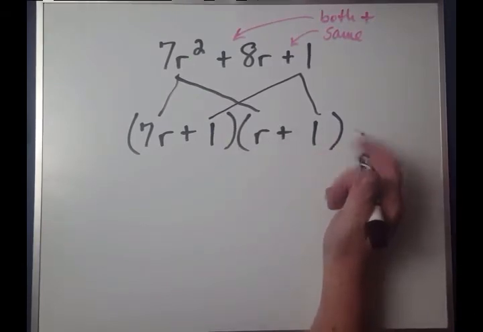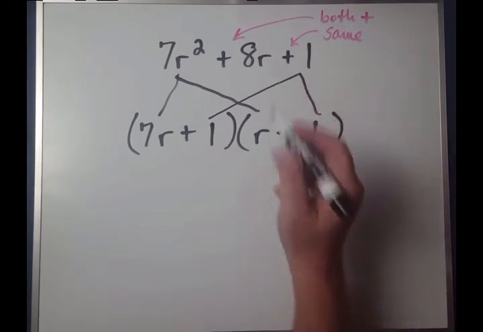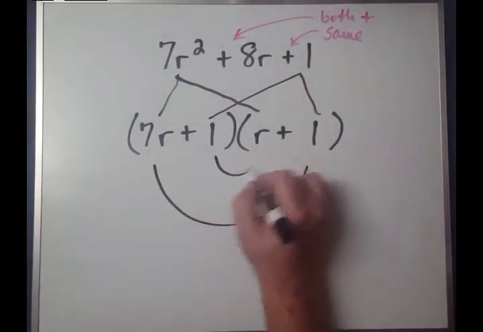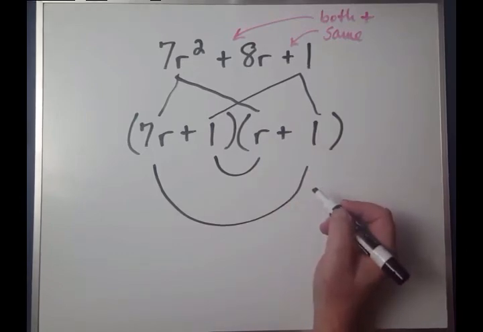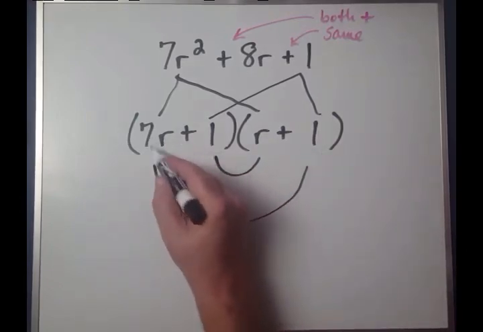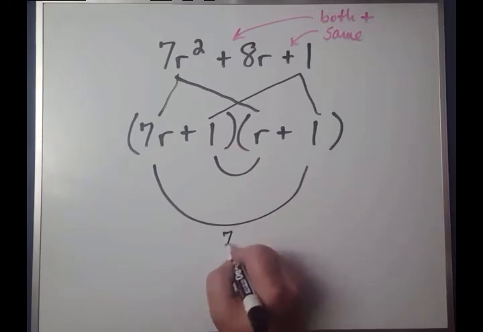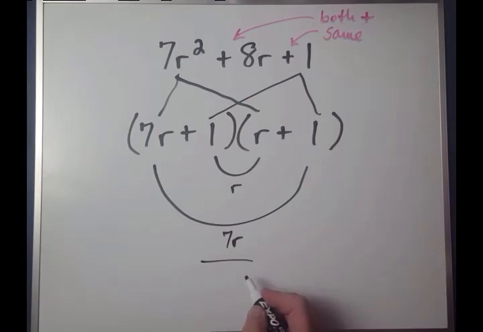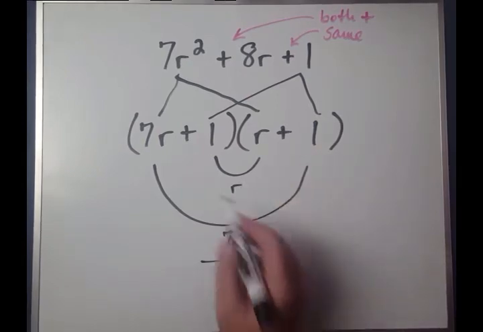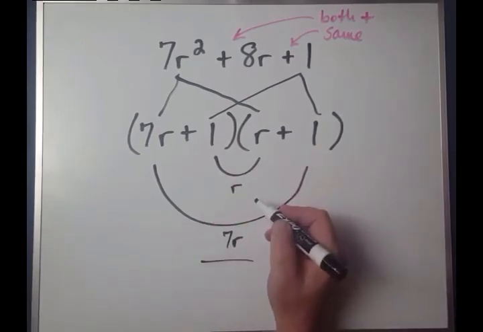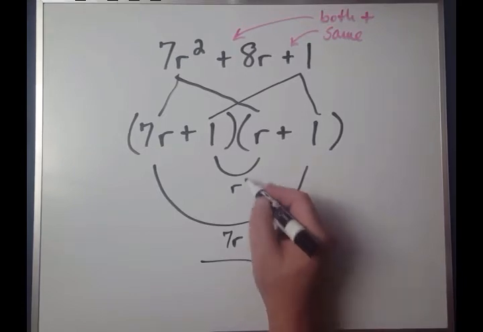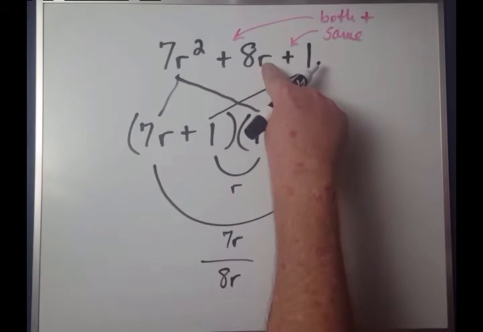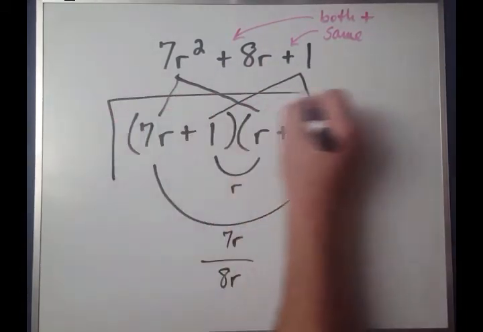Now the question is, is this the way that trinomial factors? And the way we find out is we check the outside and the inside. Check the outside. 7r times 1 is 7r. 1 times r is r. Add them up. Do they total, because you would add the outside and inside as like terms when you FOIL this back together, do they total 8r right there in the middle? Yes, and so this is how it factors.